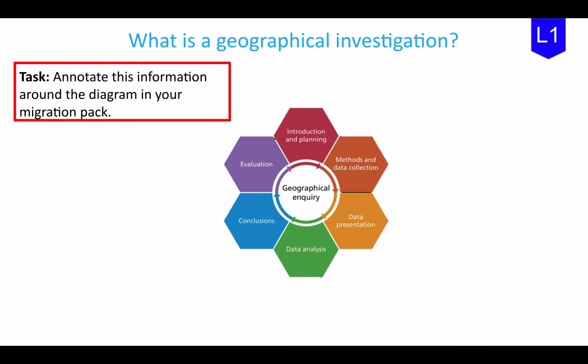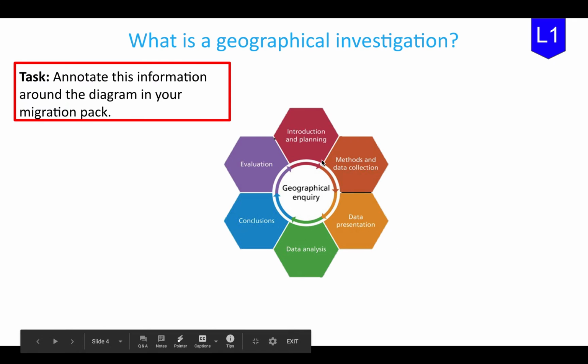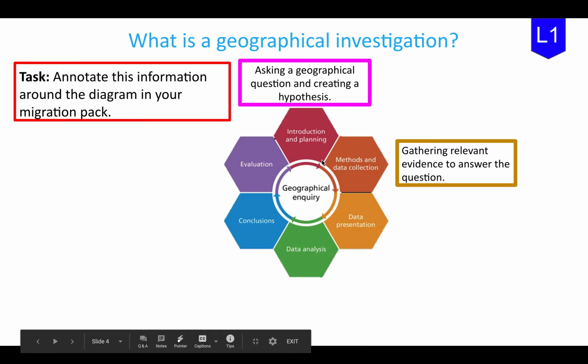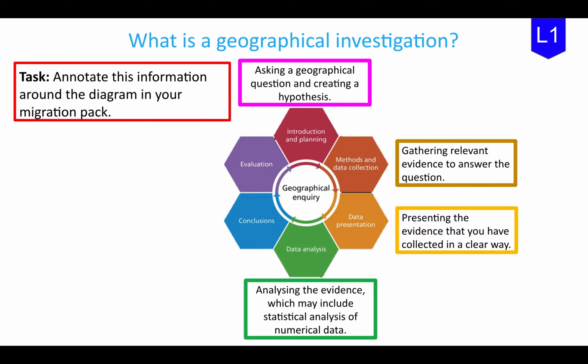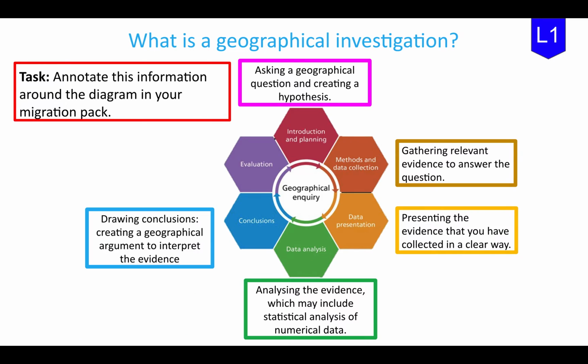So right at the beginning of the investigation, we looked at this, and we have gone now all the way around our circle. We've done our introductions, we've done our methods, we've presented our data in graphs and charts, we've analysed our data, and today we're looking at doing conclusions, so creating a geographical argument to interpret our evidence, and our evaluation to look back at our methods and say, well, there's some issues here maybe.